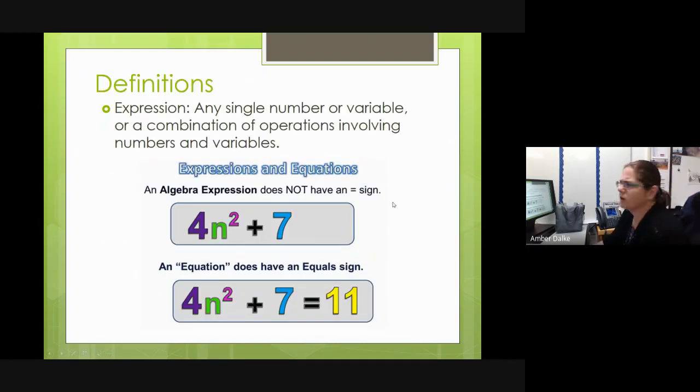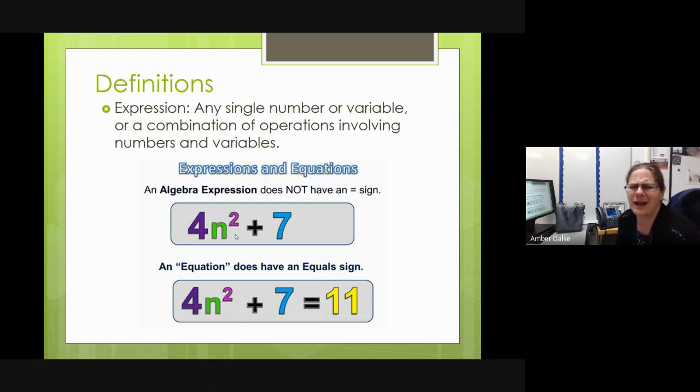Now we've got some slightly more complicated looking stuff on the board. It's okay, you don't have to solve this stuff, don't worry about it. An expression is any single number or variable or a combination of them, but we don't know how much they're worth. For example, this here, 4n squared plus 7, we don't know how much n is worth. We haven't been told. It's not equal to anything yet. That's called an expression.